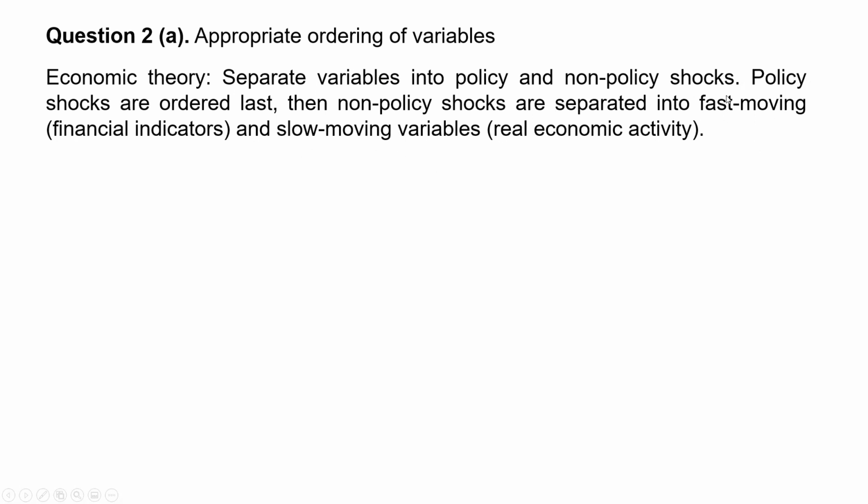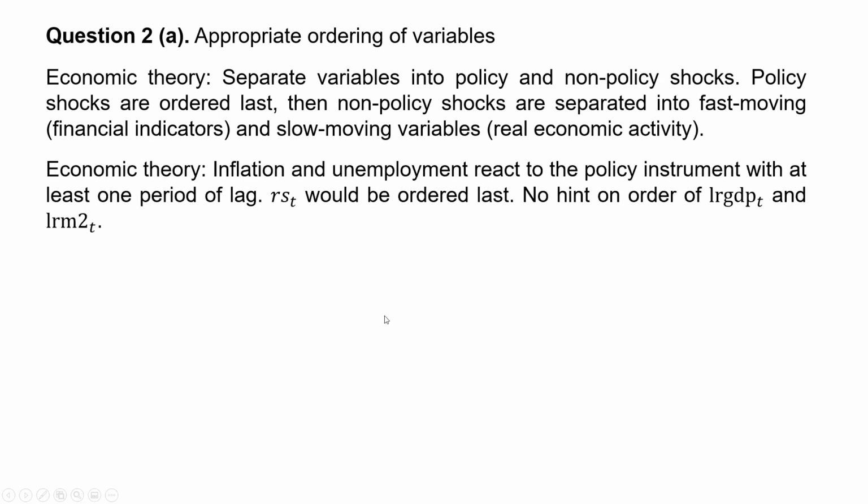For example, a fast moving variable corresponds usually to financial indicators, right? Do you remember those from the stock market? Standard & Poor's 500, NASDAQ. They usually respond faster. Those financial markets respond faster. Real economic activity is slower to react. So GDP and money supply will fall into this category.